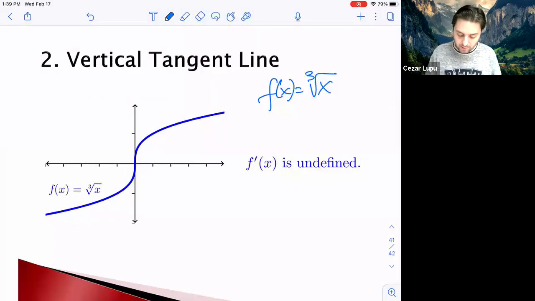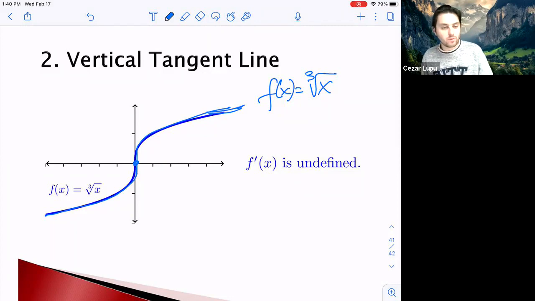And in this case, as you can see, f prime is not even defined. Well, I'm talking about at the point 0. So keep that in mind. It's not like you can compute the derivative of the cube root, but at x equals 0, you'll have some problems.